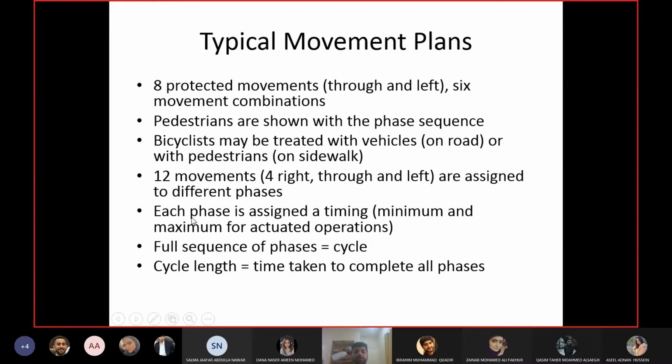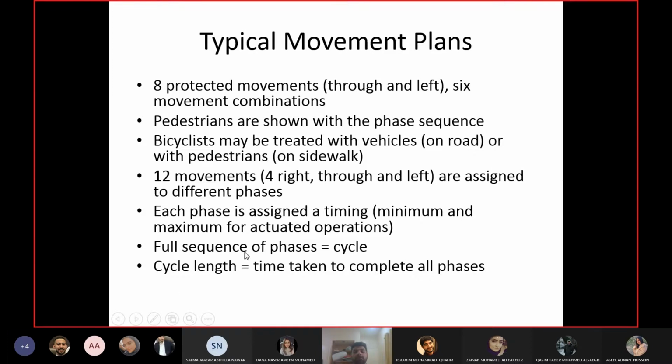Each phase you have to assign a timing. And like I said, if you are designing an actuated signal, then you will assign the minimum and maximum. So the process has to be repeated with the minimum value and the maximum value. The minimum value of the volume will give you the minimum timing, the maximum will give you the maximum timing. But the procedure can be the same.